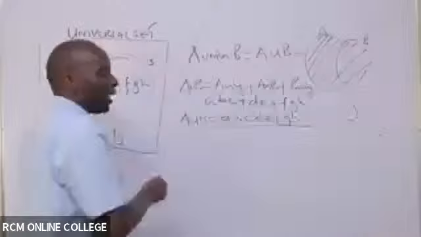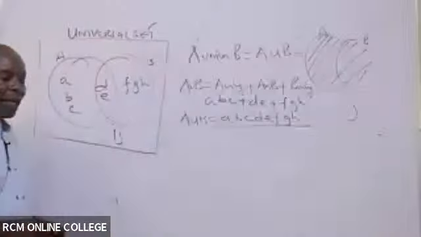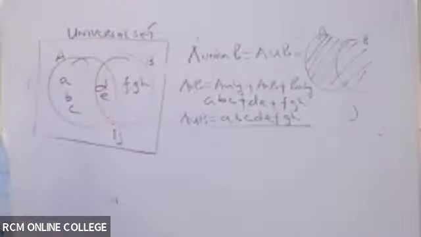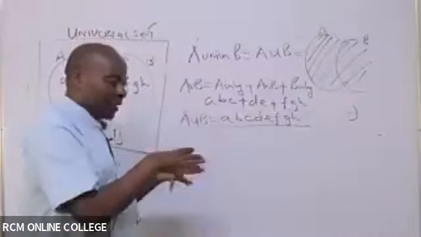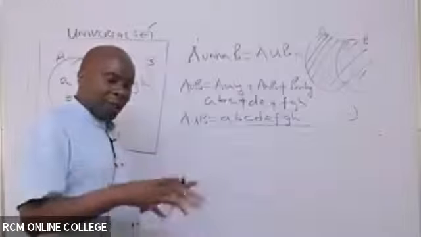You double underline, double underline like that. So whenever you talk of A union B, you must always be thinking about uniting the two sets. The two sets are marrying.